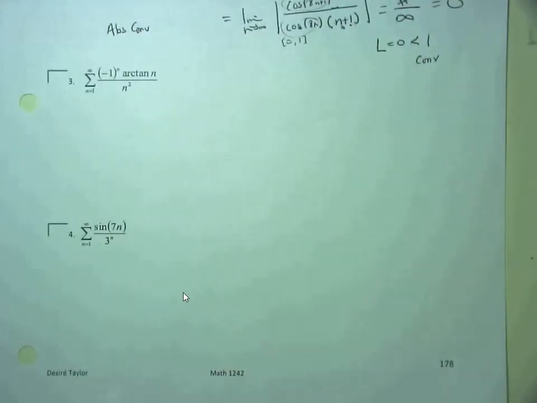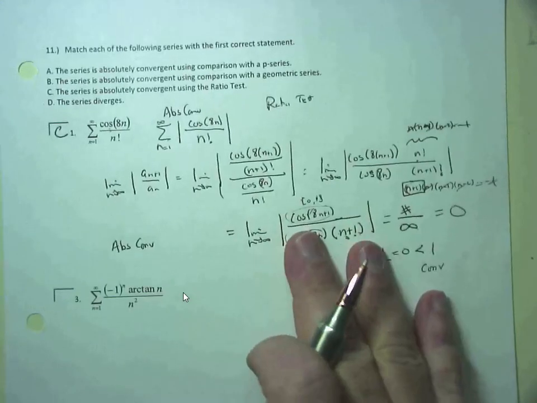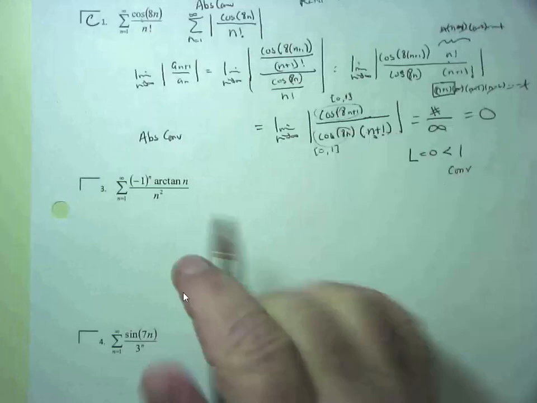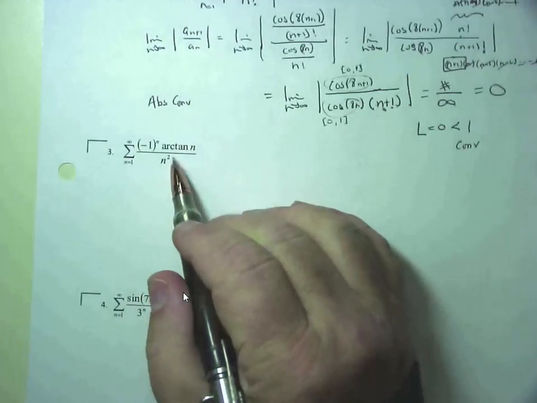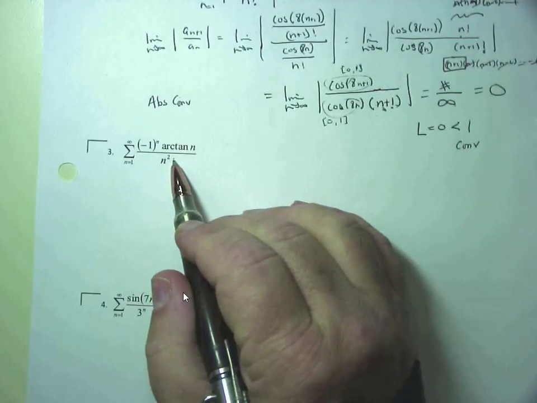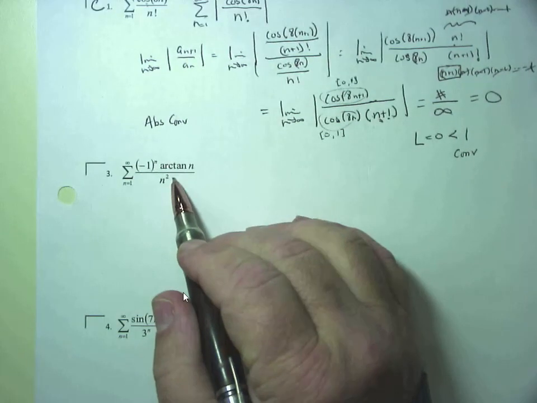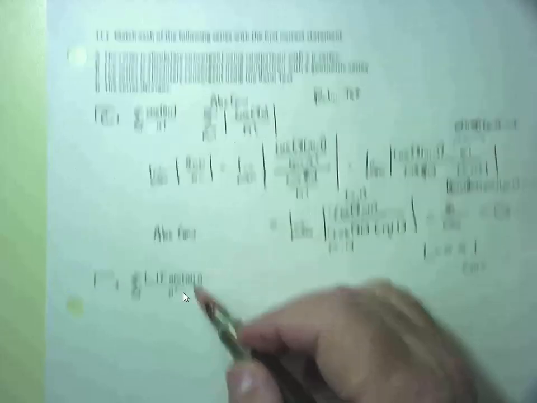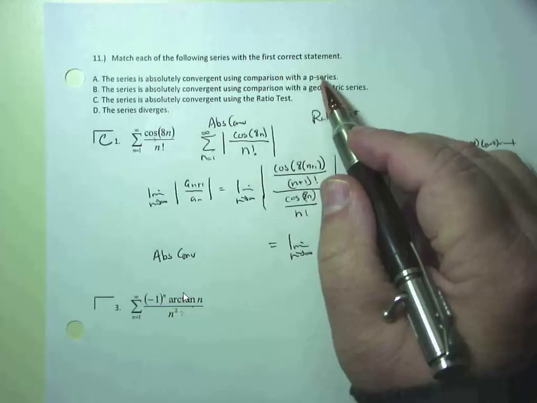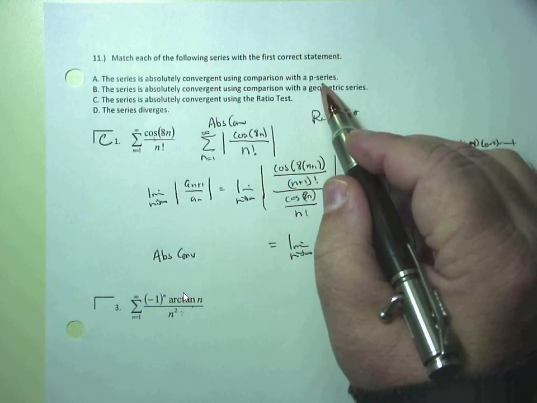Look at this one here. Same idea. First off, what am I going to compare it to? Do you see any powers of n or factorials on this? No. So I'm not going to use the ratio test. Do you see numbers raised to powers of n only? That's a geometric series. I don't see that either. So what I would be doing on this one is comparing it to a p-series.